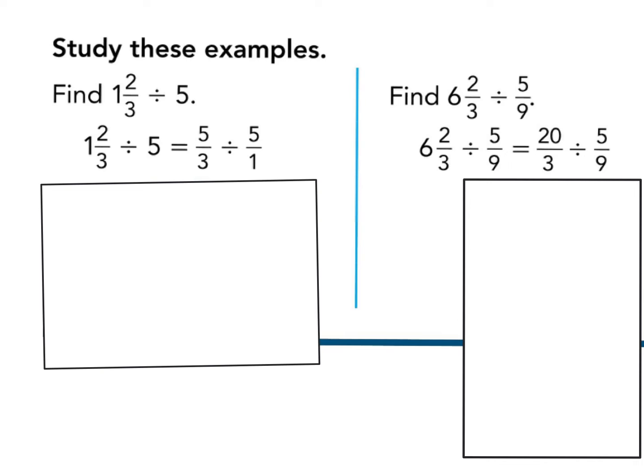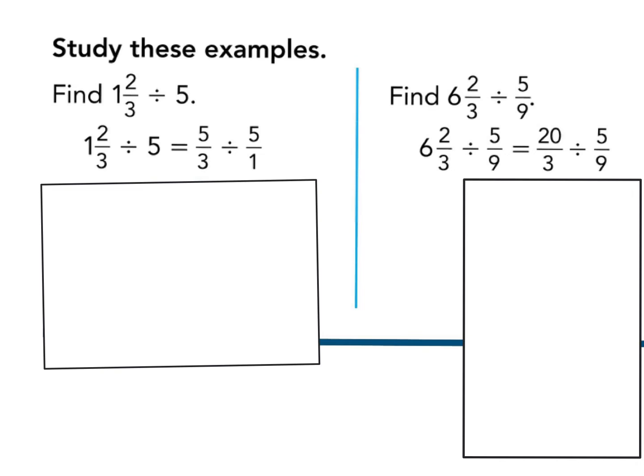So if we look at a couple of examples, 1 2/3 divided by 5. So 1 2/3, we can change that. 1 times 3 is 3, plus 2 is 5, so that's how they got the 5/3 here. The 5 we can rewrite as 5/1. It's still a division problem.